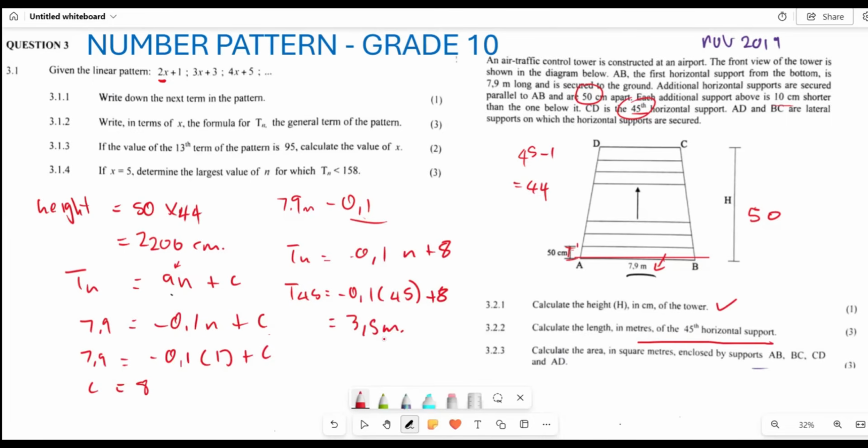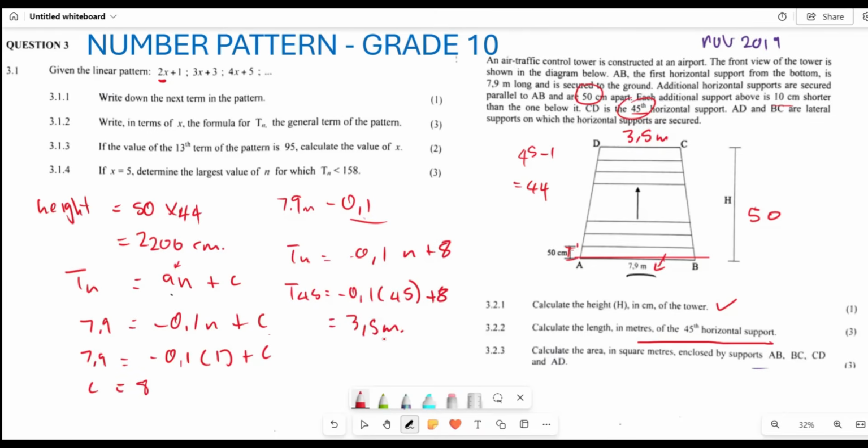I know this is probably difficult for a lot of people, but you just need to understand the question so that you are in a position to answer all that. Now, what you are having here is same as 3.5 meters, right? Remember, they said as you are going upward, it is decreasing by 0.1 meters.